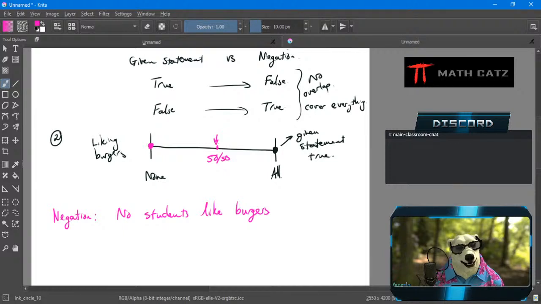I'm not sure everyone understands the definition of discussion. It's sort of a back and forth where I say stuff, you say stuff, I say stuff, you say stuff. So I said, let's look at 50-50. Is the given statement true? And now it's your turn. Yeah, 50-50, the given statement would be true because that's still some, right?